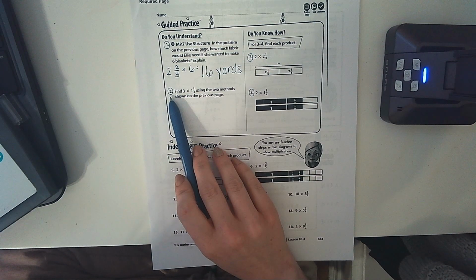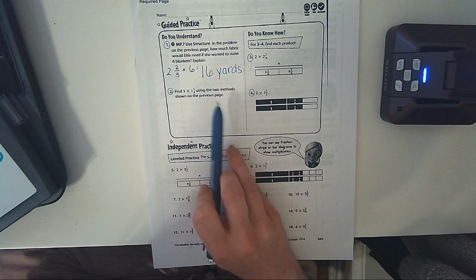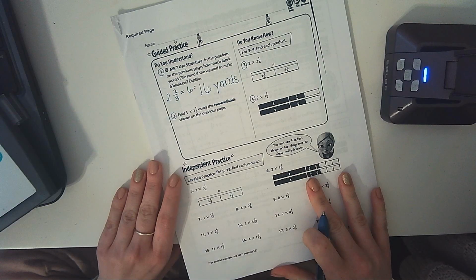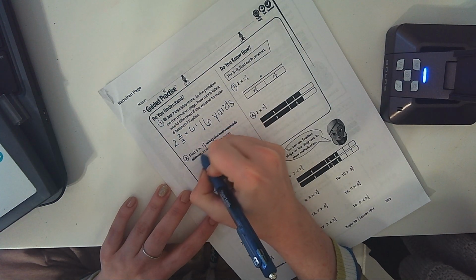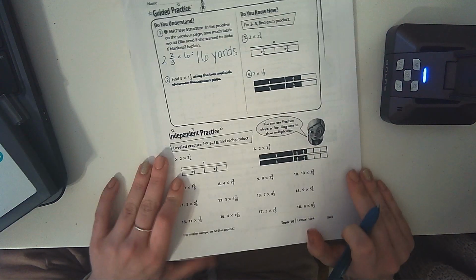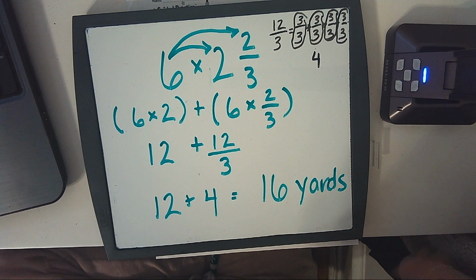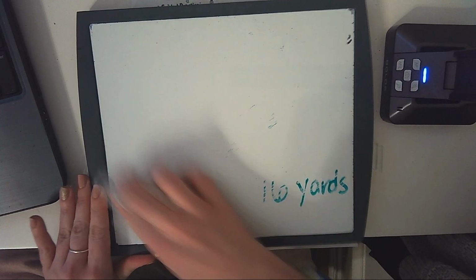Next, for number 2, find 3 times 1 1/3 using the 2 methods shown on the previous page. Sorry, I'm making the executive decision to just say find the answer. We don't need to find it 2 different ways. We're just going to find it one way. Find 3 times 1 1/3. That's a complicated enough question as it is. I'm not going to make you find it in 2 different ways. So just solve the equation, people.